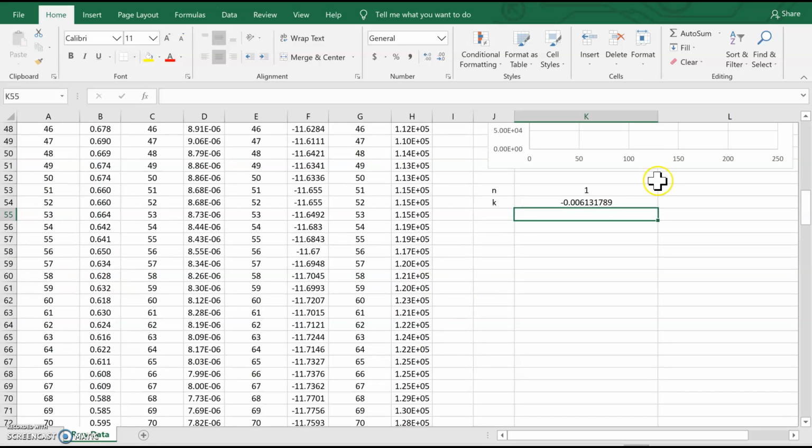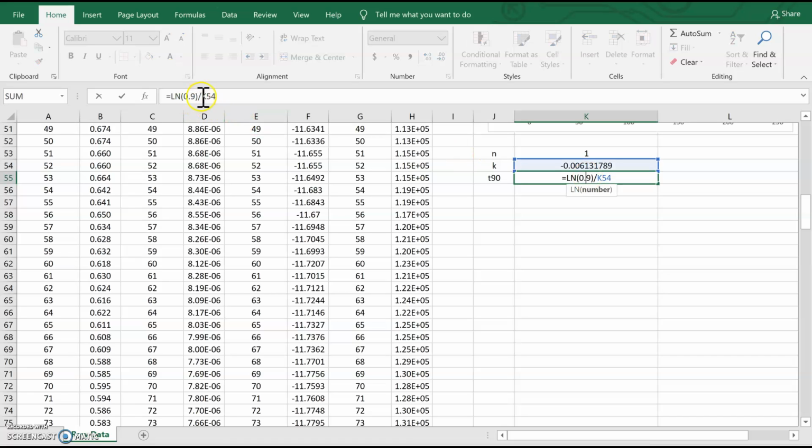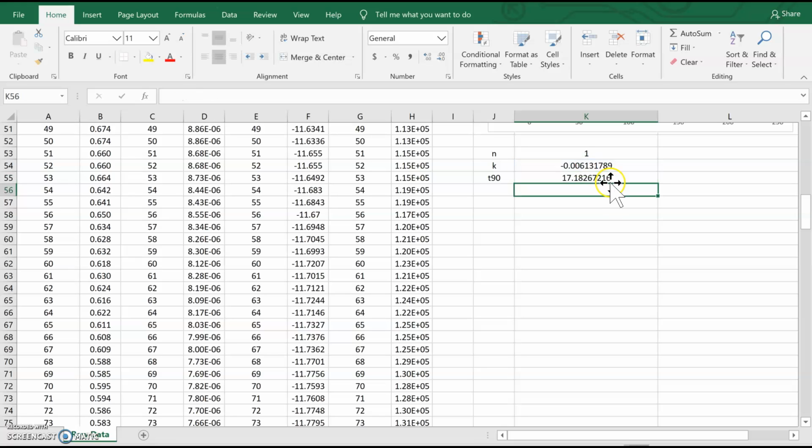Okay, so I've got my rate constants and my reaction order. And then the rest of these things are pretty straightforward. So the equation for T90 is that you take the logarithm of 0.9 and divide it by the k constants. So you say equals that formula, and then that's your T90.